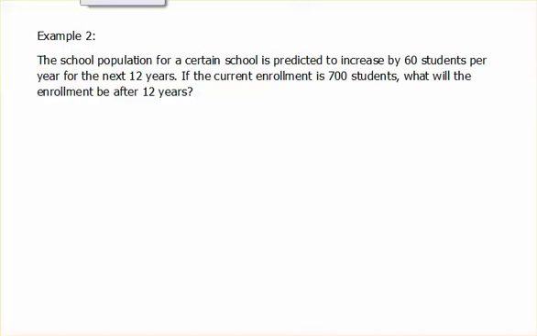Here we go with example number 2. Okay, so here we have a word problem. The school population for a certain school is predicted to increase by 60 students per year for the next 12 years. If the current enrollment is 700 students, what will the enrollment be after 12 years?